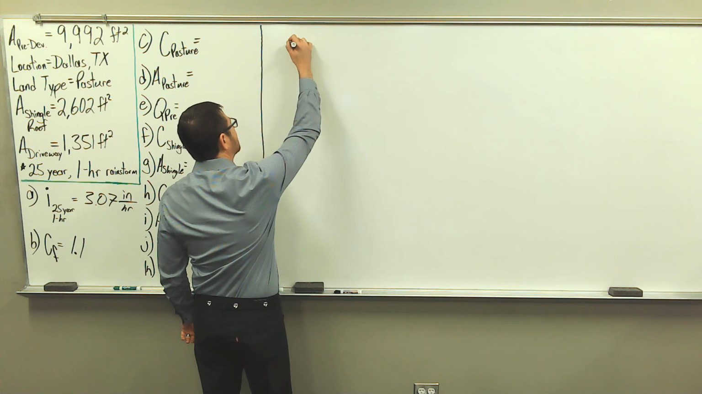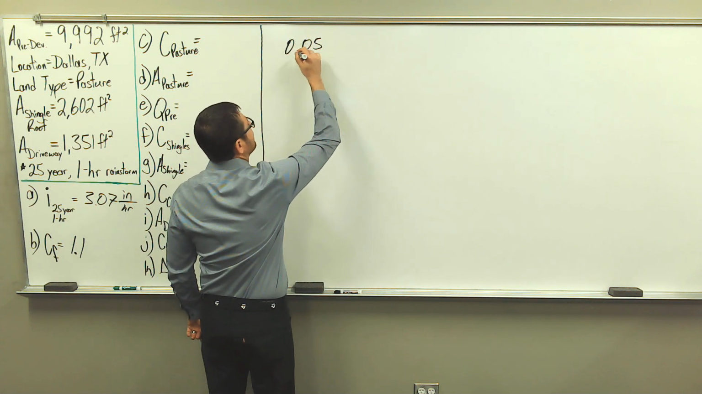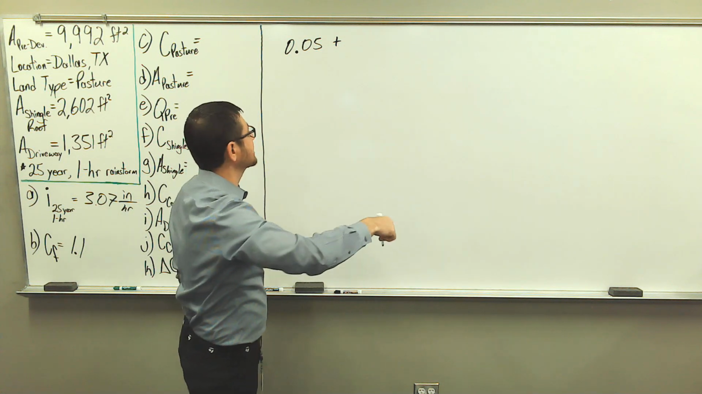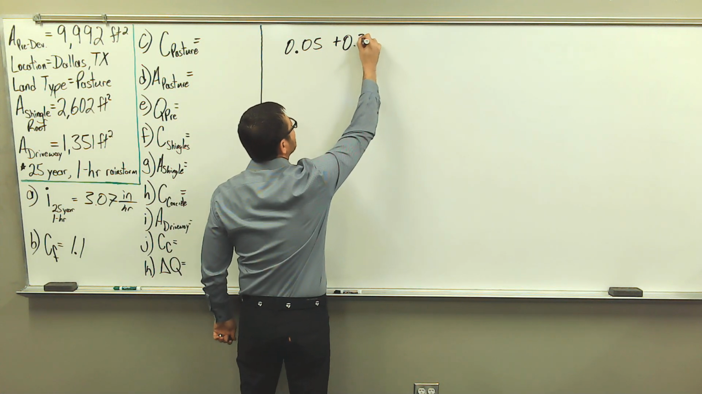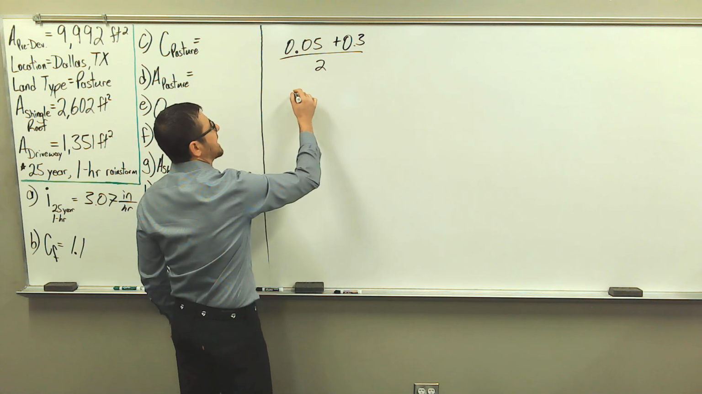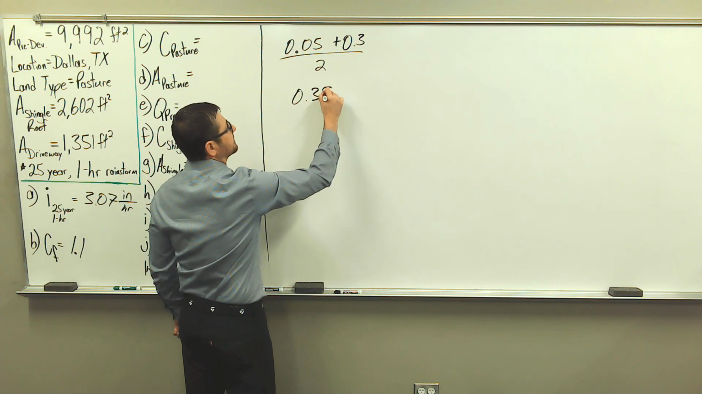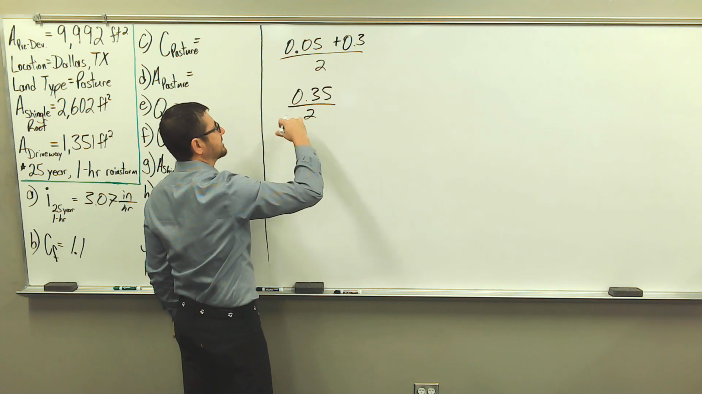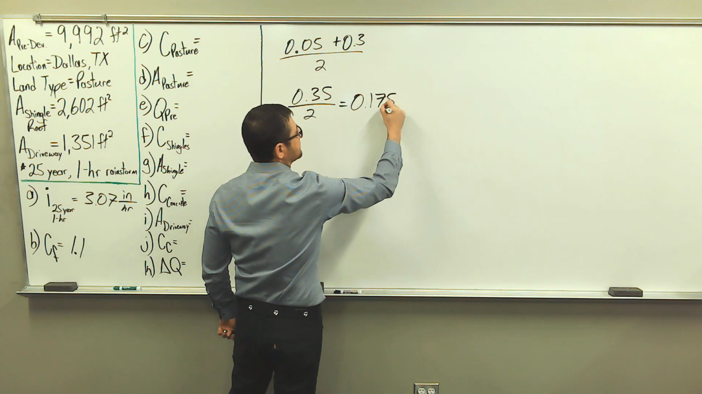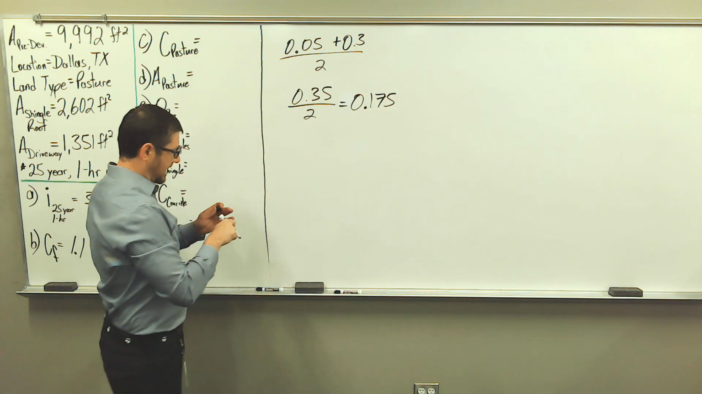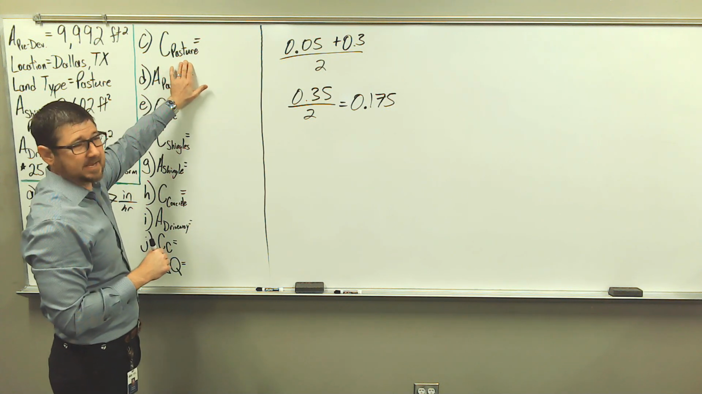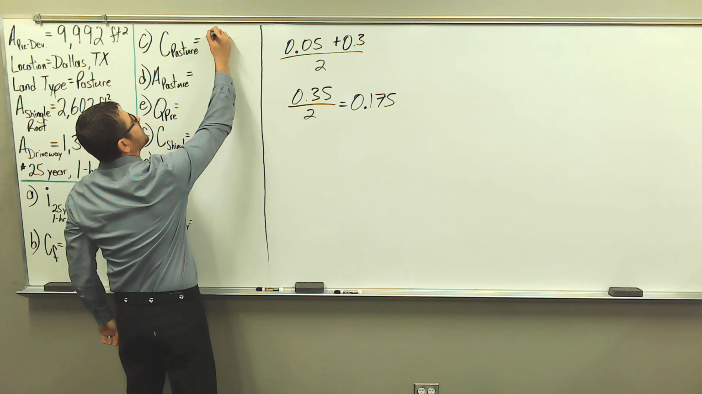So our lower value is 0.05. Our upper value, and we're going to add these together, is 0.3, divided by 2. So we have 0.35 divided by 2, and that's going to be 0.175. So our value for our runoff coefficient for the pasture is 0.175.